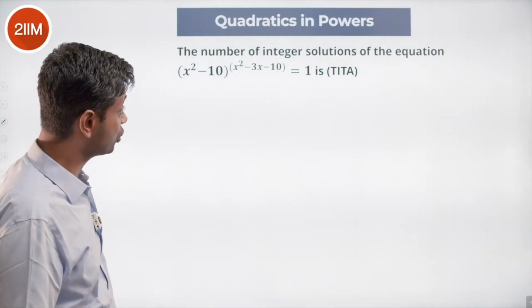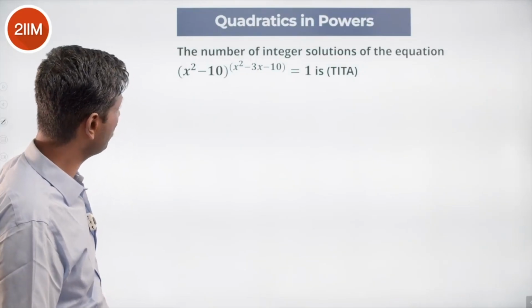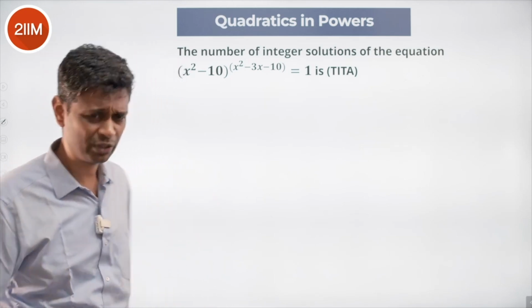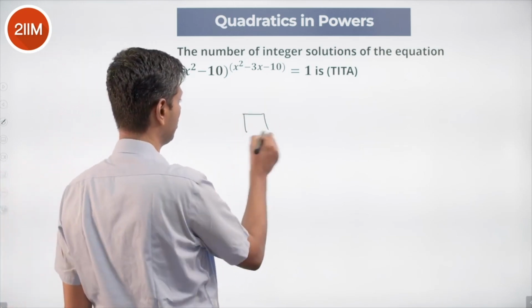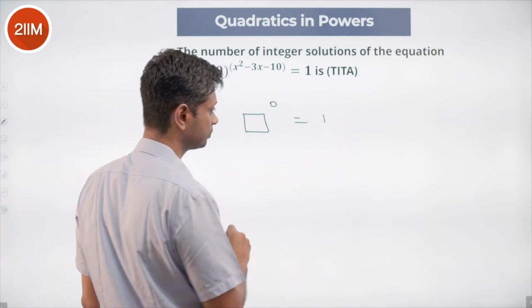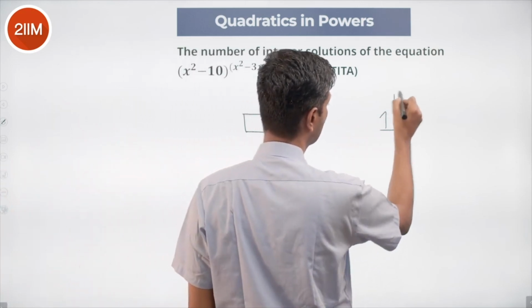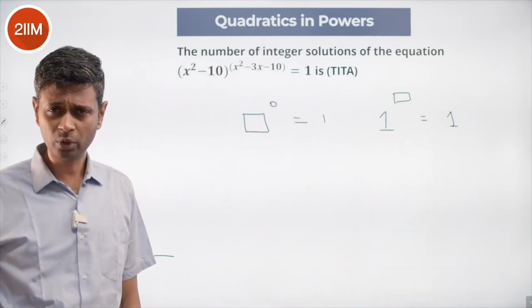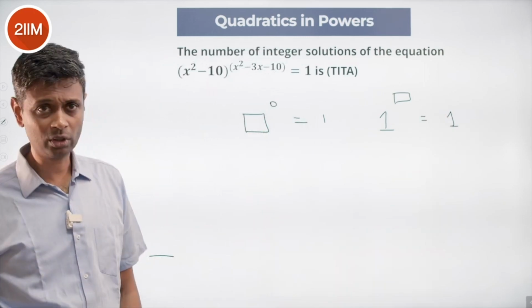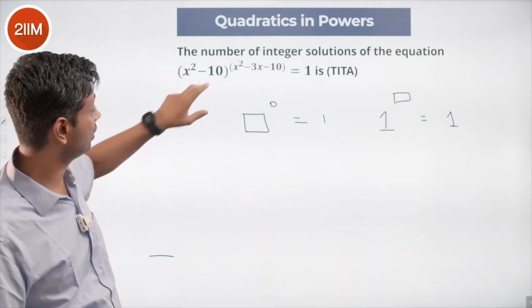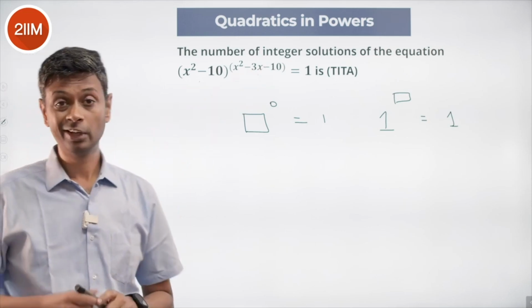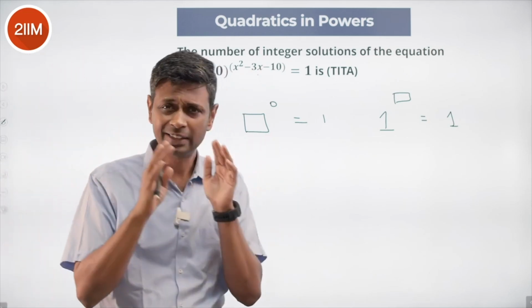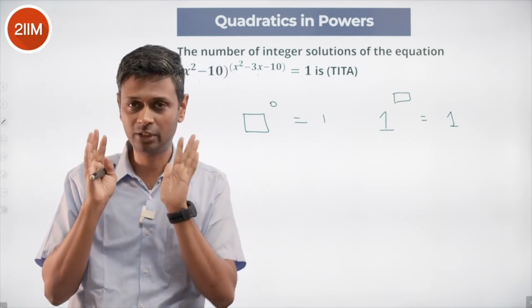The number of integer solutions of the equation x square minus 10 whole power x square minus 3x minus 10 equal to 1 is a very beautiful question. First of all, something power 0 is 1. 1 power anything is 1. So what do we now need to do? We have to solve for this going to 1 or this going to 0. Get those values, substitute in the other part, and then see if it is logical, whether it makes sense.